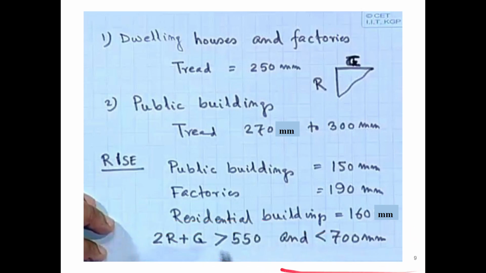Twice the rise plus the going, that is 2 times the rise plus going, should always be in between 550 and 700 millimeter. Then only it will be an ideal, acceptable value. So these are some of the parameters and conditions as per the IS codes which we need to keep in mind while designing.